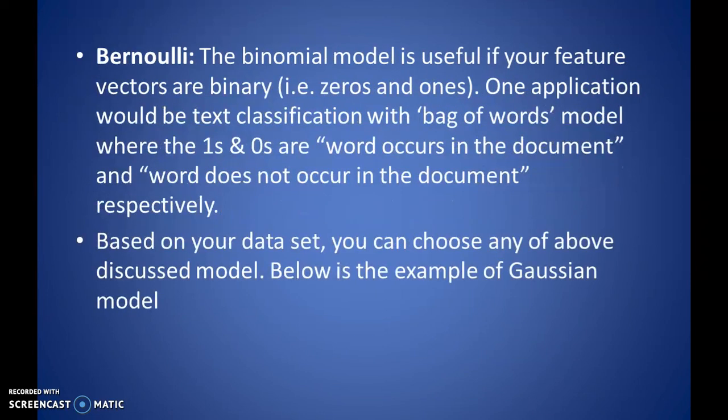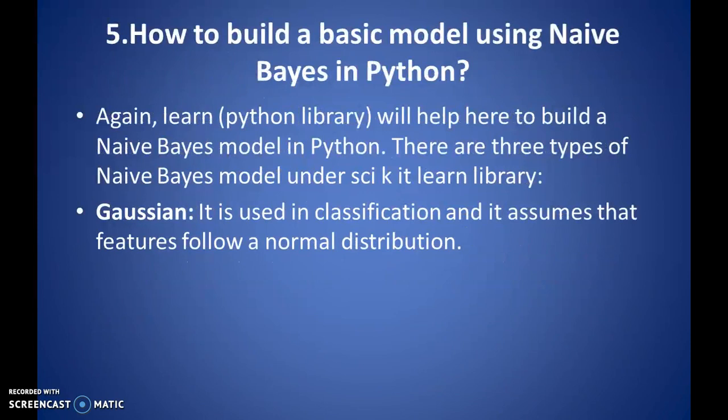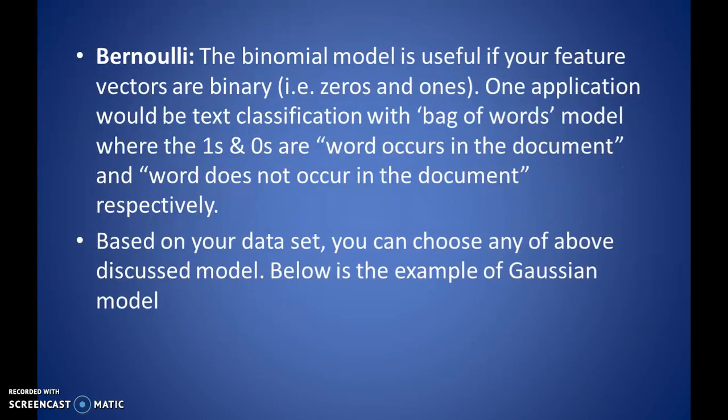Now the Bernoulli, the binomial model, is useful if our feature vectors are binary. It might be zeros and ones. One application would be text classification with a bag of words model, where the ones and zeros are word occurs in the document and word does not occur in the document. So if a word occurs in a document, it's one, and if the word does not occur in the document, it is zero, respectively. So based on your data set, you can choose any of the above discussed models: the Gaussian model, the multinomial model, and the Bernoulli model.